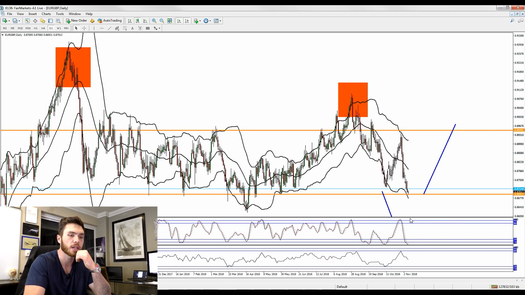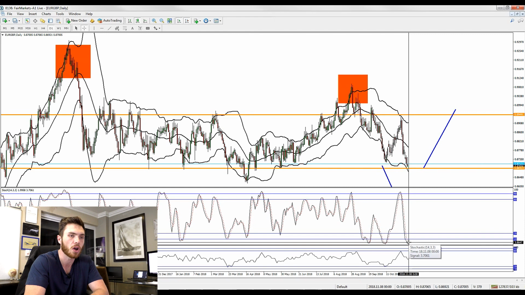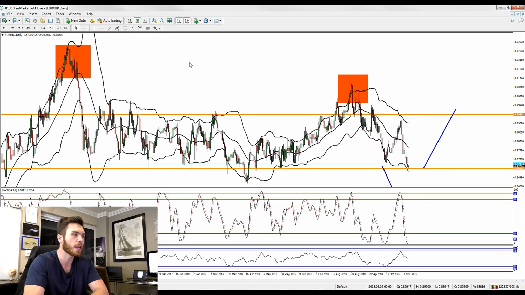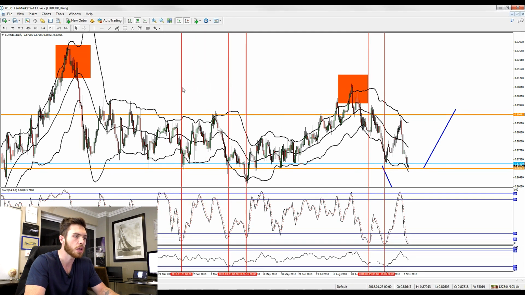So if we have a look at the stochastic, which is this upper indicator over here, we can see how price action has become incredibly oversold in this level. If we have a look previously at what's happened when the stochastic has become oversold, we can see back in this level over here, back in this level, we can even go back over here when price action was a lot more erratic. We can see how after periods of it being oversold, we've got strong recoveries in price.